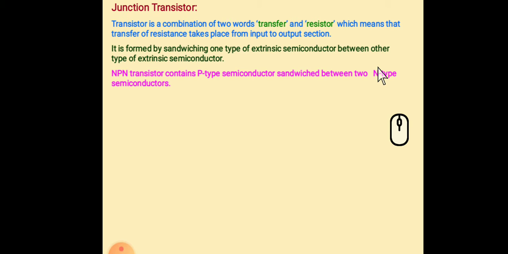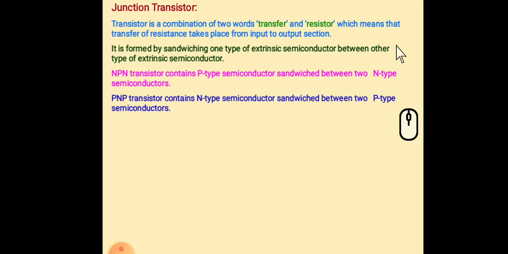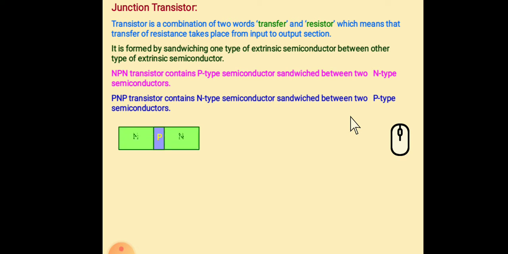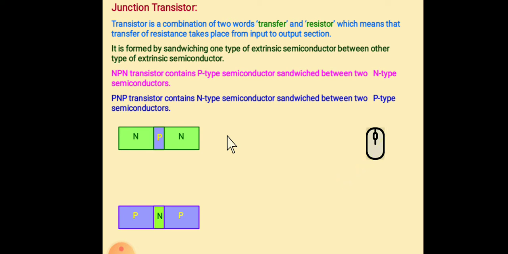For example, in case of NPN transistor, one p-type semiconductor is sandwiched between two n-type semiconductors. Similarly, in case of PNP transistor, one n-type semiconductor is sandwiched between two p-type semiconductors. Here is an example. Here p-type semiconductor is sandwiched between two n-type semiconductors. Similarly, if n-type semiconductor is sandwiched between two p-type semiconductors, then this is PNP transistor.